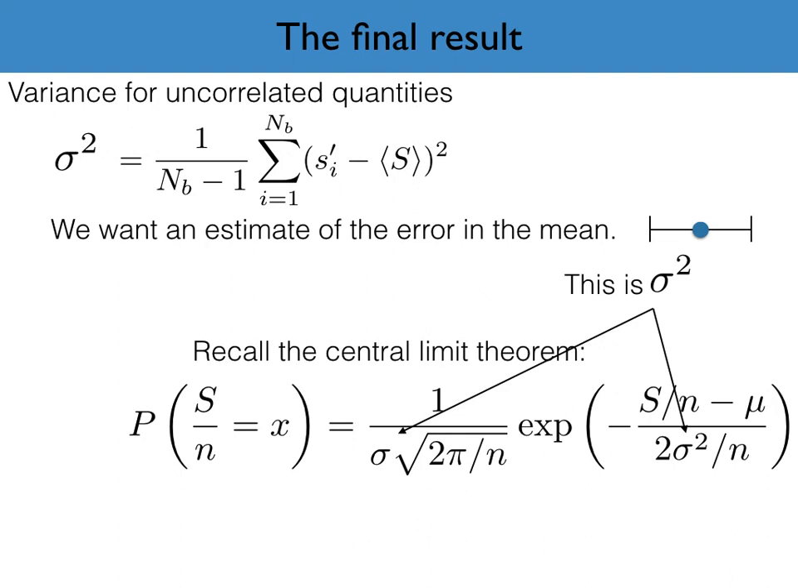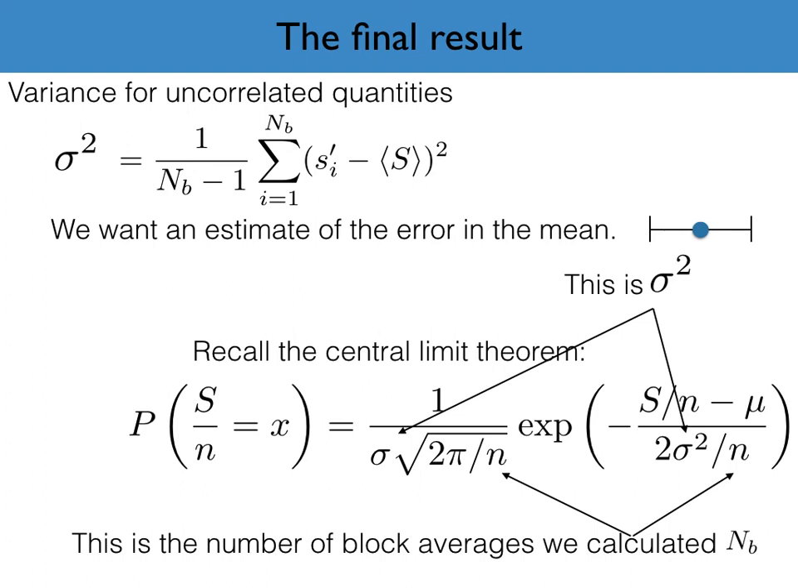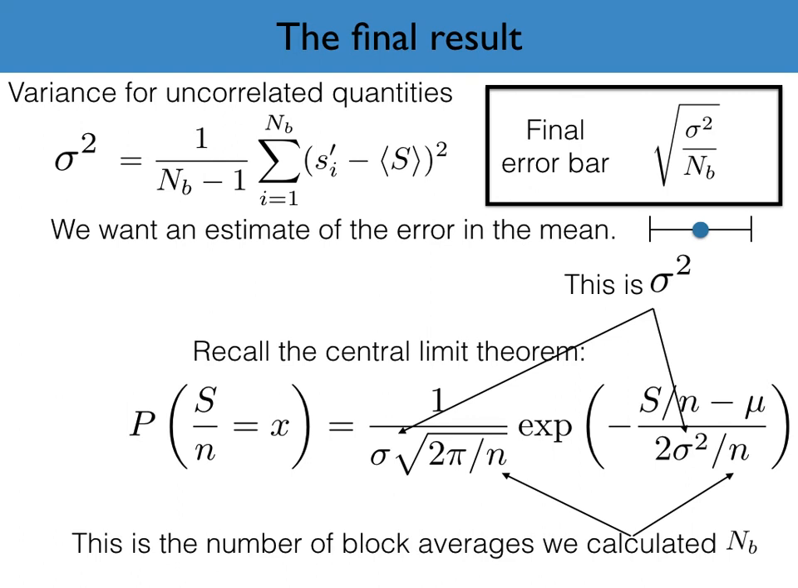averages. Importantly, however, we have only calculated NB of these uncorrelated quantities, as we have only calculated NB block averages. Thus, the N that we should use in this expression should be NB. Our final error bar is thus the square root of sigma squared divided by NB.